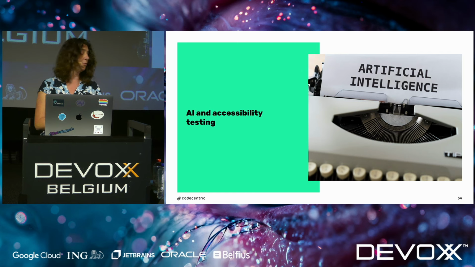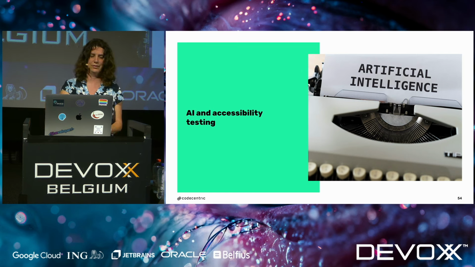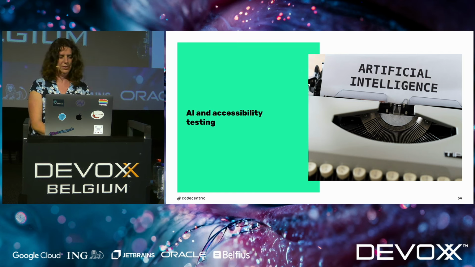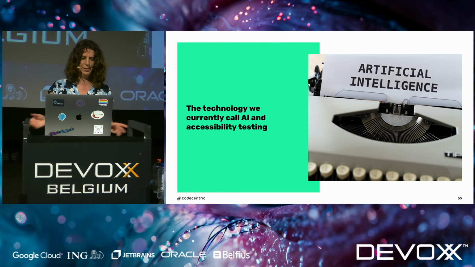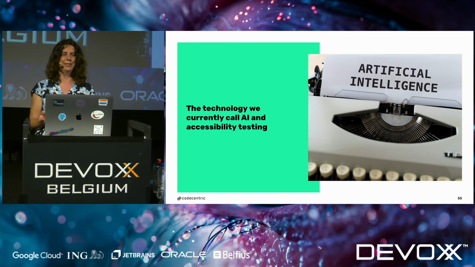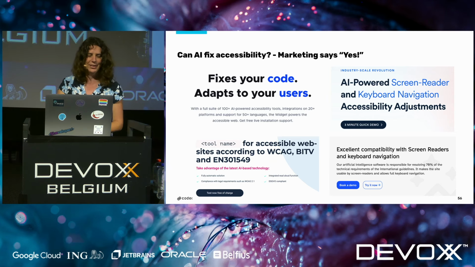So let's move on to AI, and I just want to make sure that we're on the same page again, because I'm talking about, of course, the technology we currently call AI and not some other AI. And the big question is, can AI fix accessibility? Why do we need to concern ourselves with all this testing stuff? Can't AI take the page and make it accessible? And if you ask marketing, AI can do that. Marketing says yes.